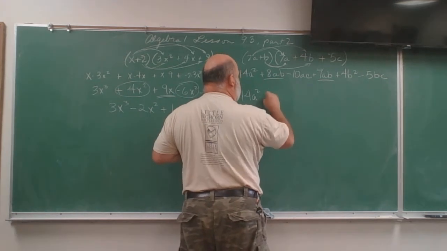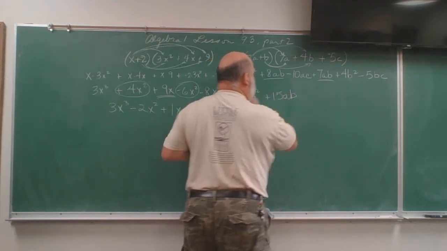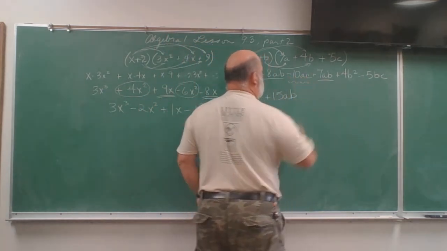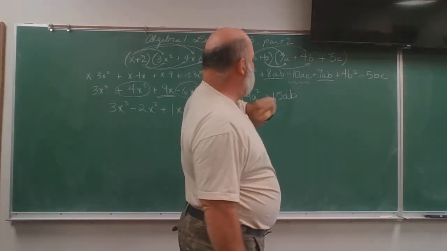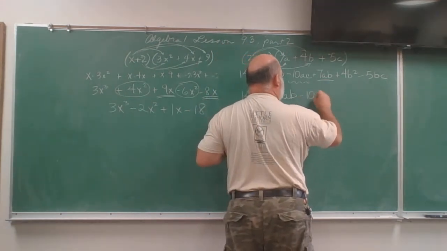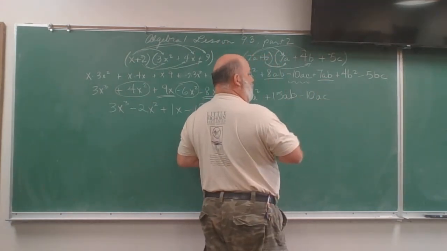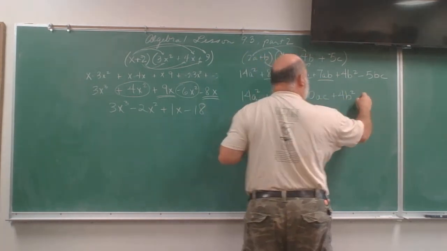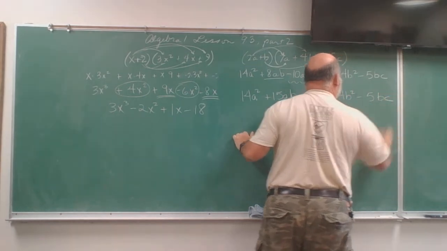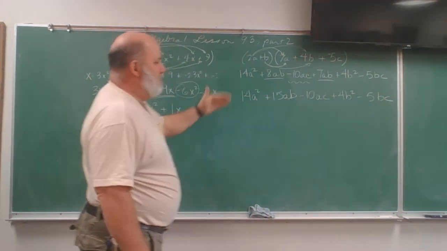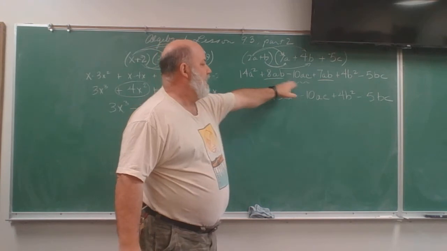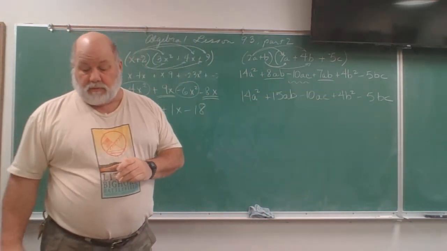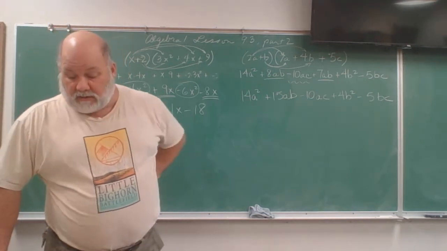8ab plus 7ab gives me 15 ab's. Here's a negative 10 ac. Are there any other ACs? There are not. Here's b squared. There's no other b squared terms, and there are no other bc terms. We see the only terms that combined were the 8ab and the 7ab. That's perfectly acceptable, and quite common.